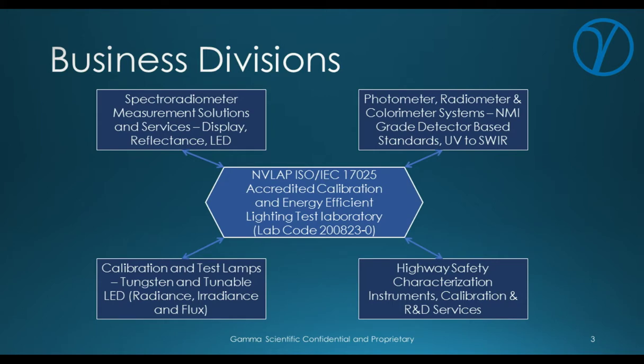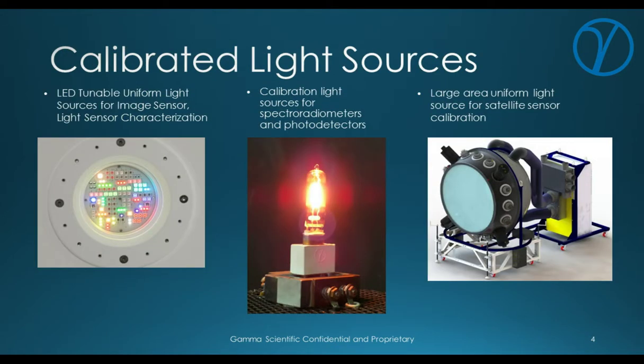Gamma's broken up into a few business subdivisions. It all kind of centers around our NAVLAP ISO 17025 accredited calibration. We make spectroradiometer measurement solutions. We also make photometers, radiometers, test and calibration lamps, including the LED light source that we're going to be focused on today, and then the highway safety product line. And we're really going to just be focused in today on our calibrated tunable light sources.